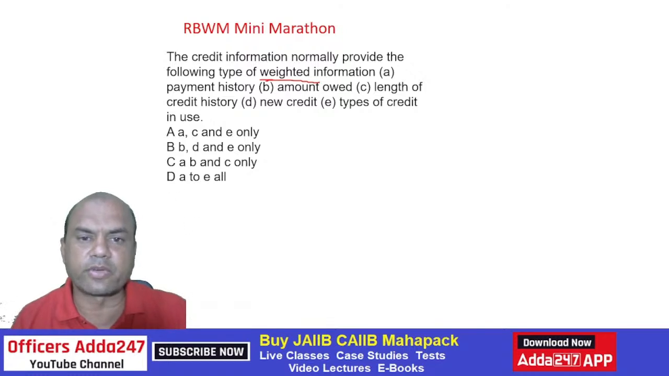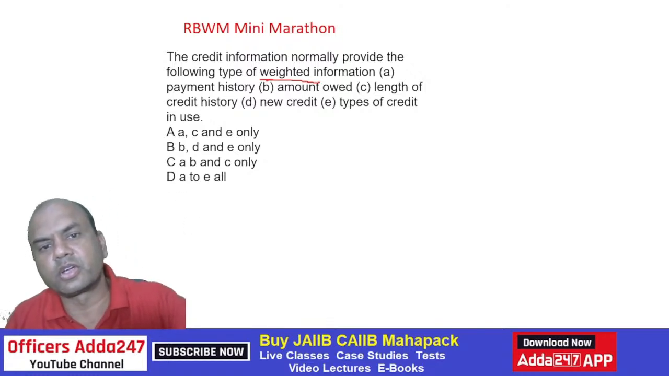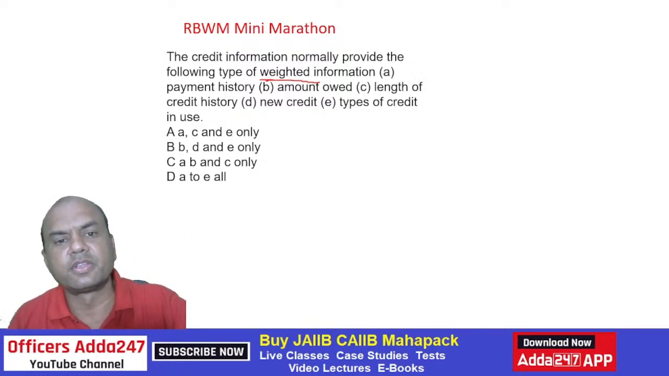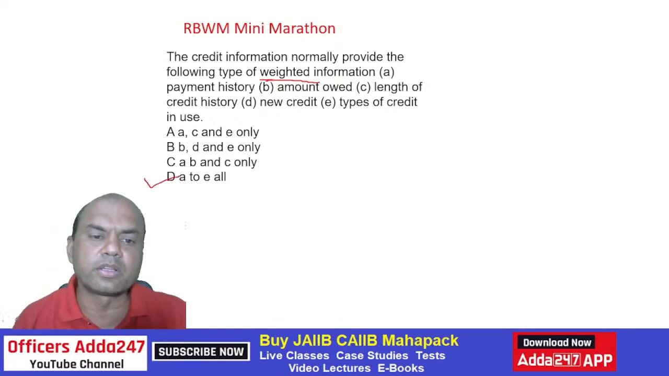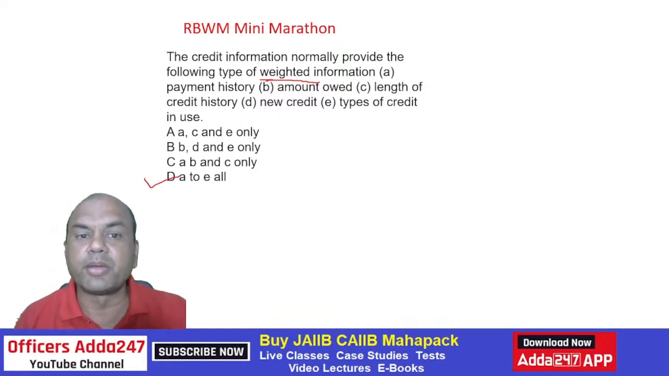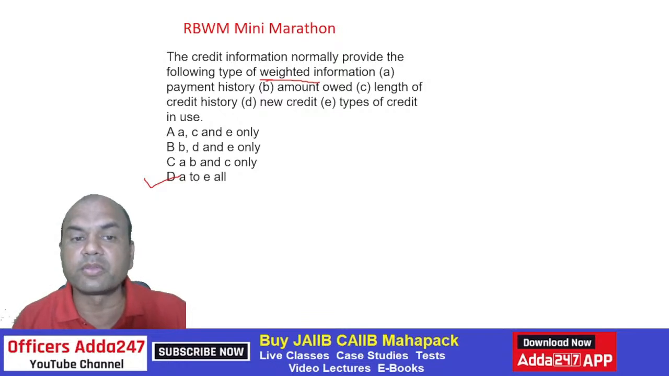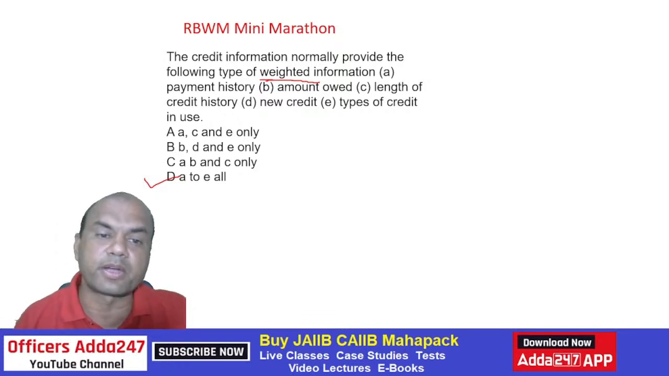Okay. Got the answer, everyone? What is the answer? A to E all, isn't it? Yes. Payment history also, amount owed also, length of the credit history, new credit, and types of credit in use.